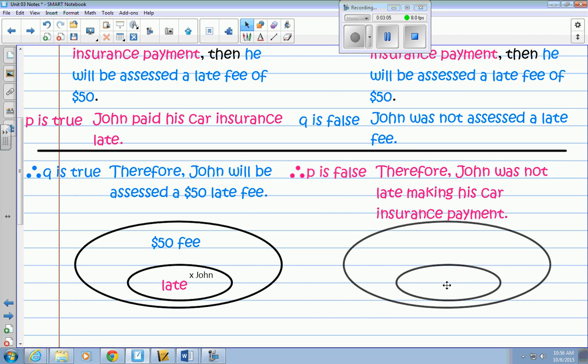Our Venn diagram would look the same. Okay, again, always if inside, then outside. And John, what we know about him is that he was not assessed a late fee, so he is outside both circles. So because he's outside the $50 fee circle, he also therefore must be outside the late payment circle. So therefore, John was not late making his car payment.